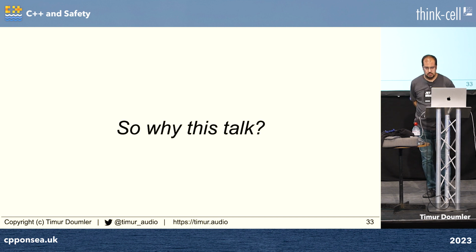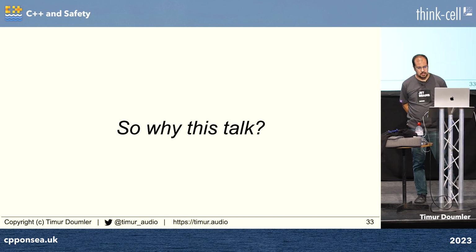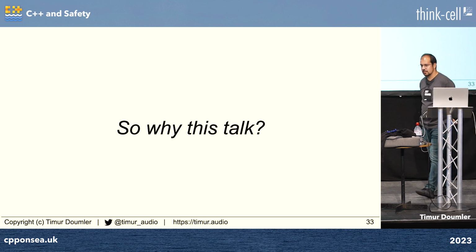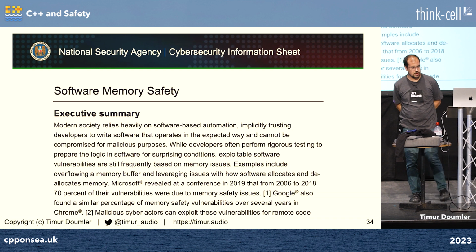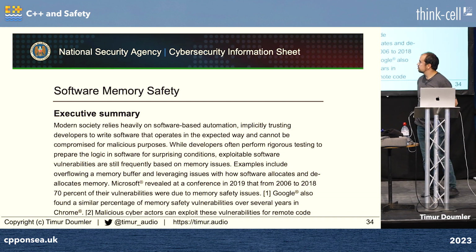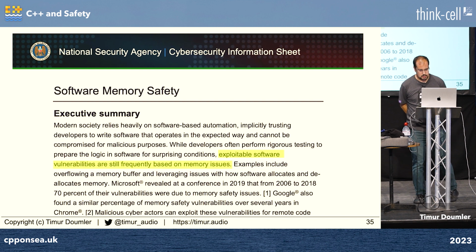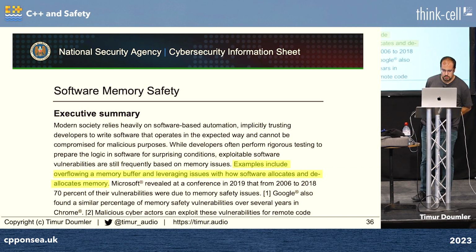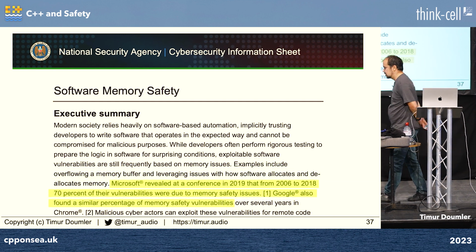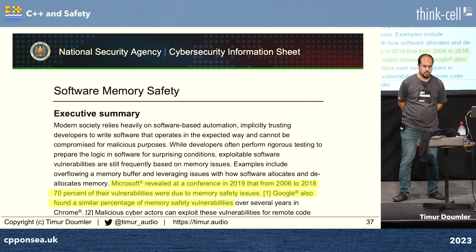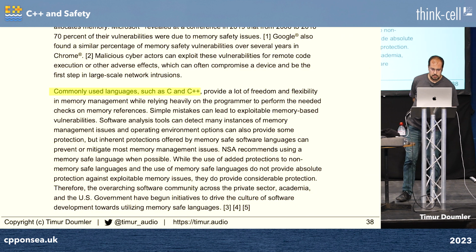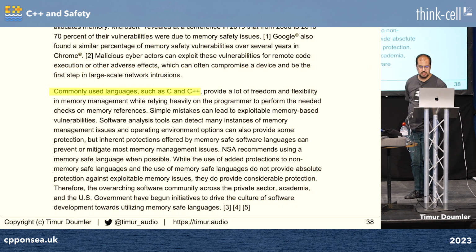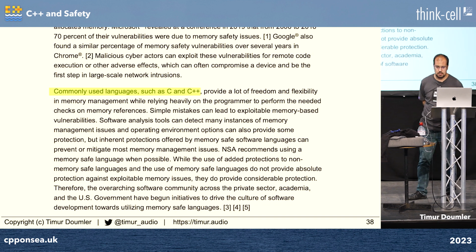As Sean Parent mentioned in his keynote yesterday, there has been a lot of pressure recently from governments and other organizations to move away from memory unsafe languages. Here's the report from the NSA that says that vulnerabilities are frequently based on memory issues, and some examples involve overflowing a memory buffer and things like that. Microsoft and Google reported that about 70% of vulnerabilities they see are due to memory safety issues. And the fault is C and C++.